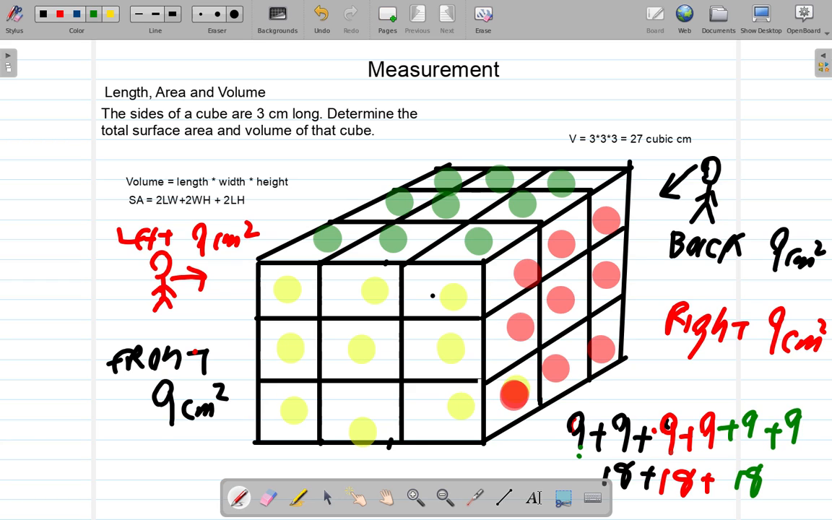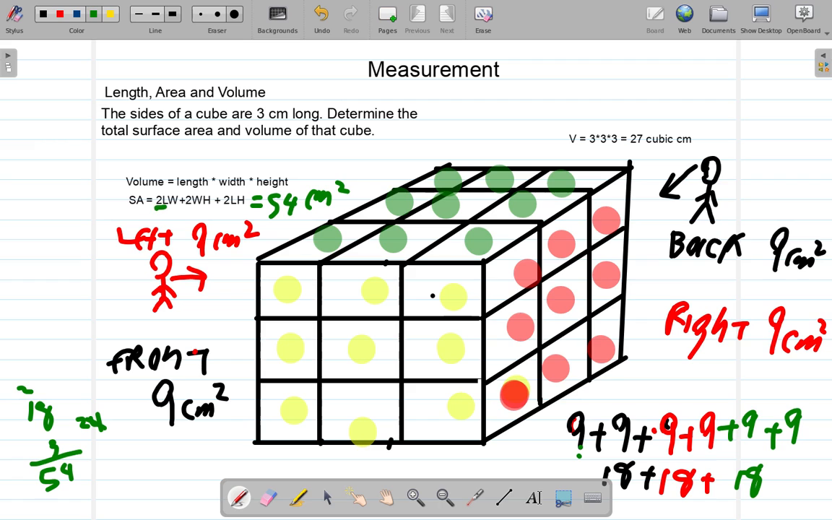Alright, so what we have is 18 by 3. Now this 18 by 3, let's calculate it over here. 18 multiplied by 3, 3 times 8 is 24, bring down the 4, carry 2, 3 times 1 is 3, plus 2 is 5, 54. So the surface area here is 54 centimeters squared. We see the volume as 27 already.